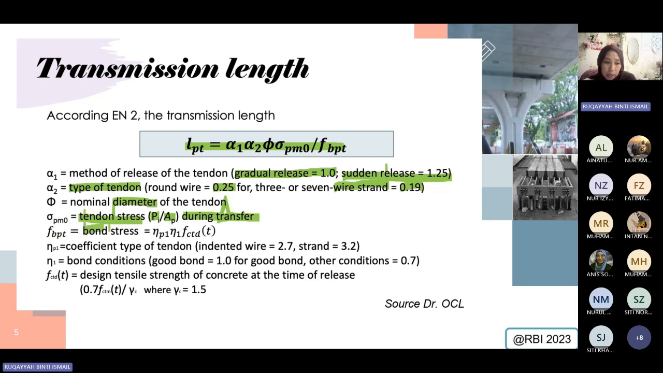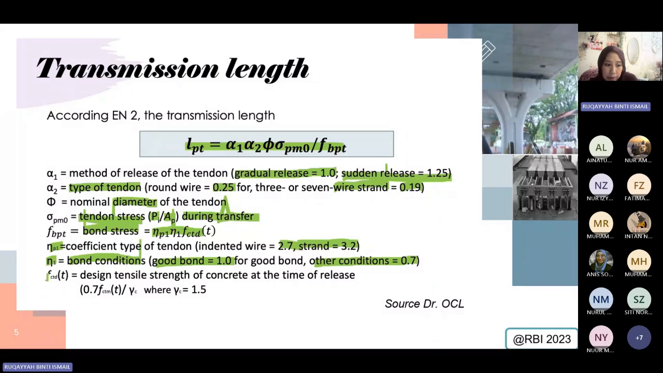Bond stress can be calculated by taking your eta P1 multiply with eta 1 multiply with your design tensile concrete strength. Your eta P1 here depends on the type of tendon. If it's an indented wire, then 2.7. If it's a strand, then 3.2. And eta 1 is considered as the bond condition. If it's a good bond, you can take it as 1. If it's other conditions, you can take it as 0.7.